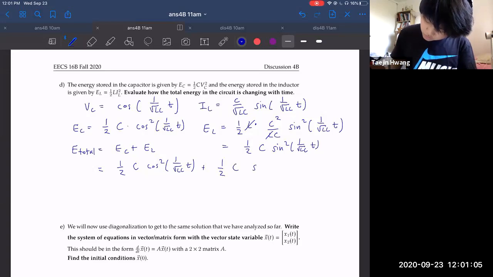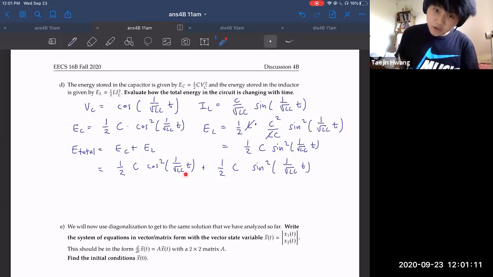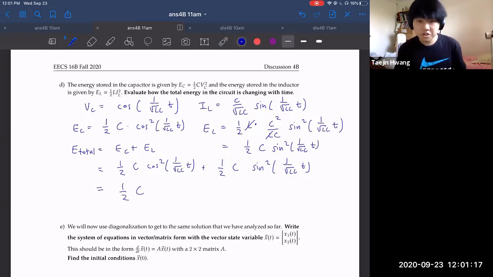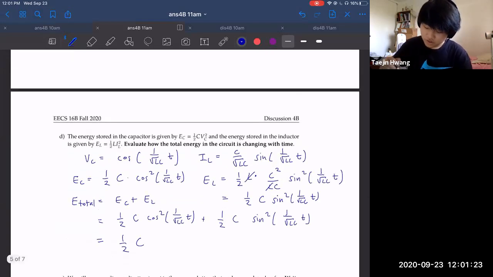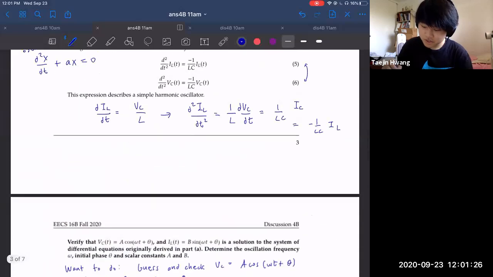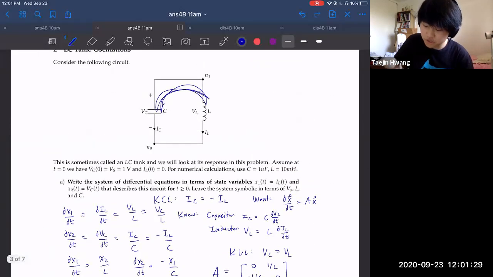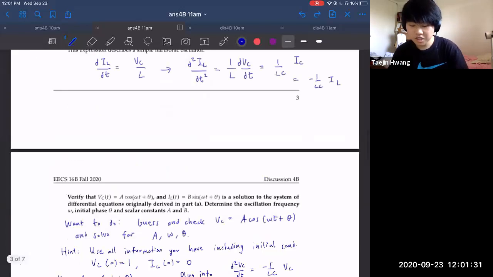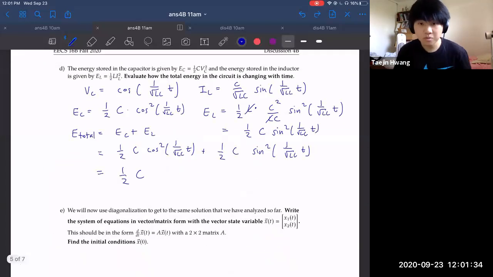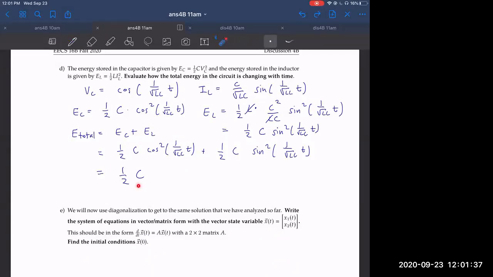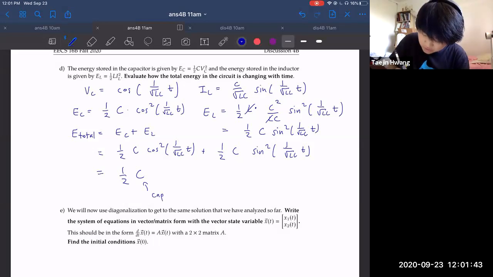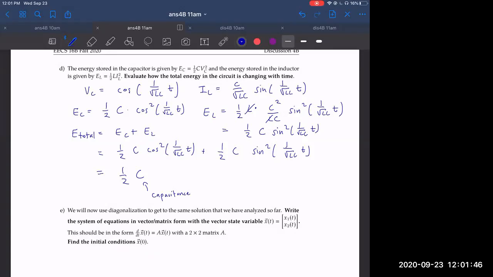So since cosine squared plus sine squared is equal to 1, the total amount of energy is going to remain constant, which is quite amazing actually. The energy is constant, and really what's happening is it's just going back and forth between these two devices. So that's the key insight that you want to get out of this problem. Sorry, that is 1/2 C, which is the capacitor value, not just a constant number. 1/2 C, this is the capacitance. Okay, thank you.